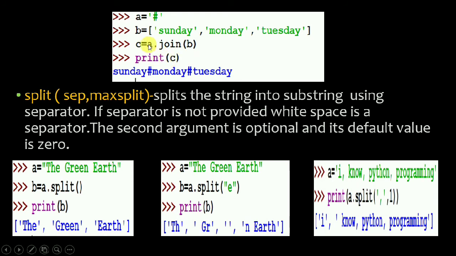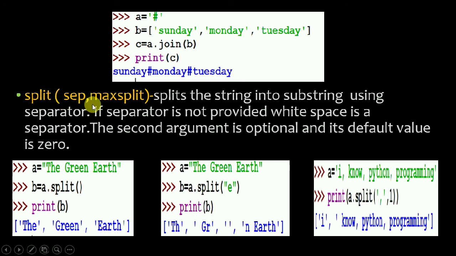So A is the separator hash. So we have to join the separator with the list. You can see after Sunday there is a hash, after Monday there is a hash, and then it is Tuesday. So it puts the separator in between the elements, not before the first element, not after the last element. You have to remember this thing very carefully.